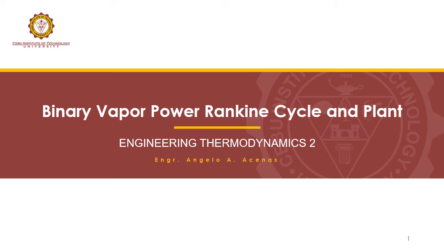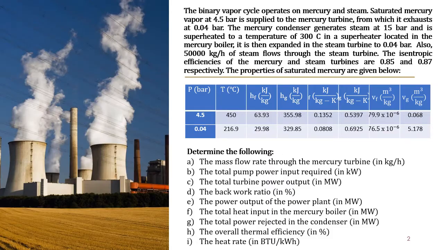Good day, students. Today I will be discussing binary vapor power Rankine cycle and plant. To illustrate this power cycle, let us have this example. The binary vapor cycle operates on mercury and steam.